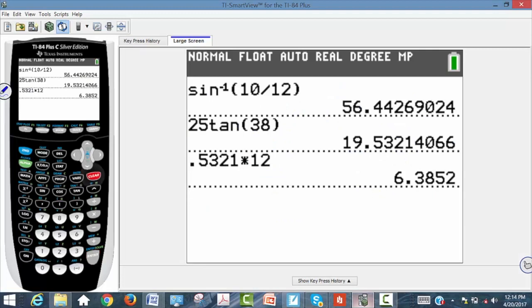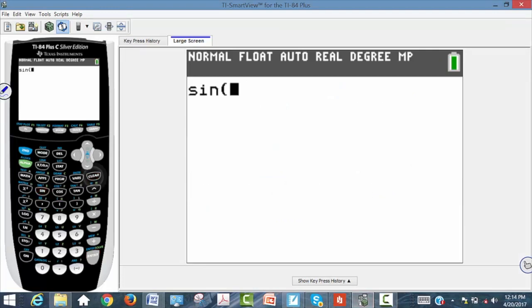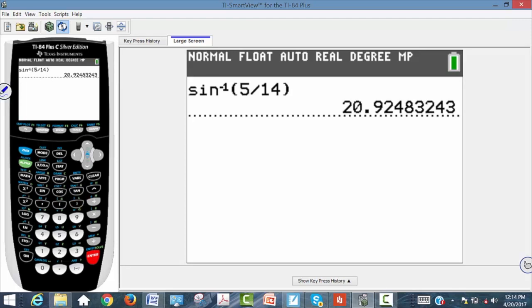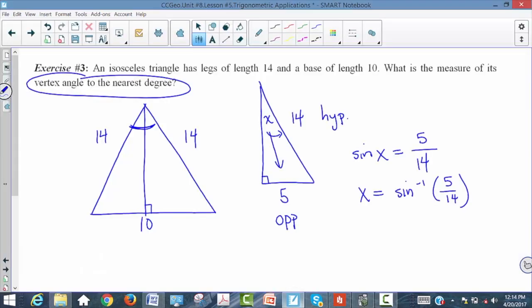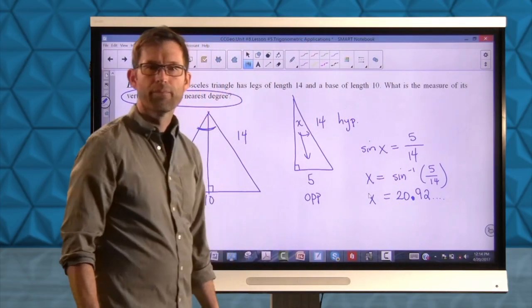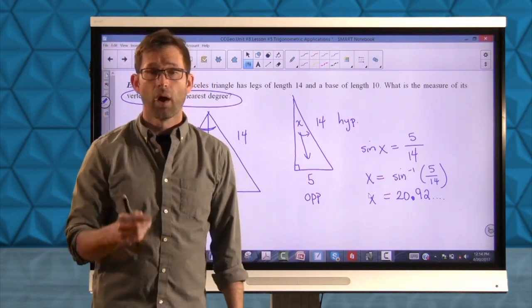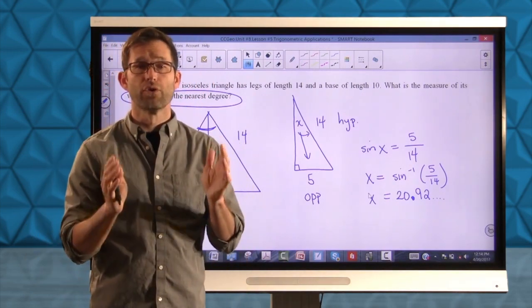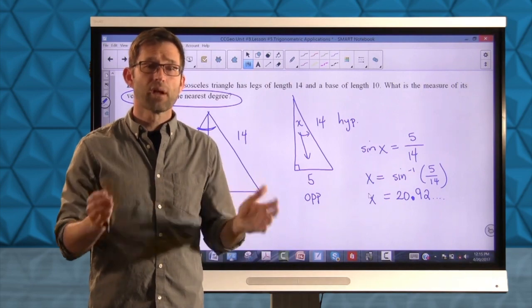All right, let me clear this out. Let me do the, whoops, no, that's the sine. I need the inverse sine of 5/14. So x is going to be 20.92, etc. Right? Let me just write that down really quick. So x is 20.92, etc. Big decimal point there. But that's not my answer. Always keep your eye on the target when you're doing a math problem. Make sure not to stop too soon.